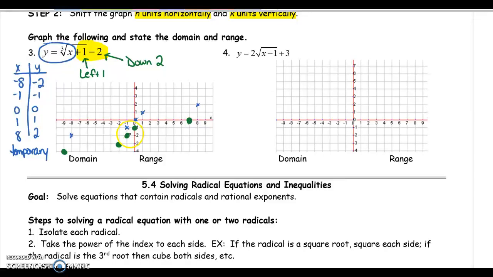And then connect those. The really nice thing about cube root graphs is the domain and range. Domain, all real numbers. Range, all real numbers.